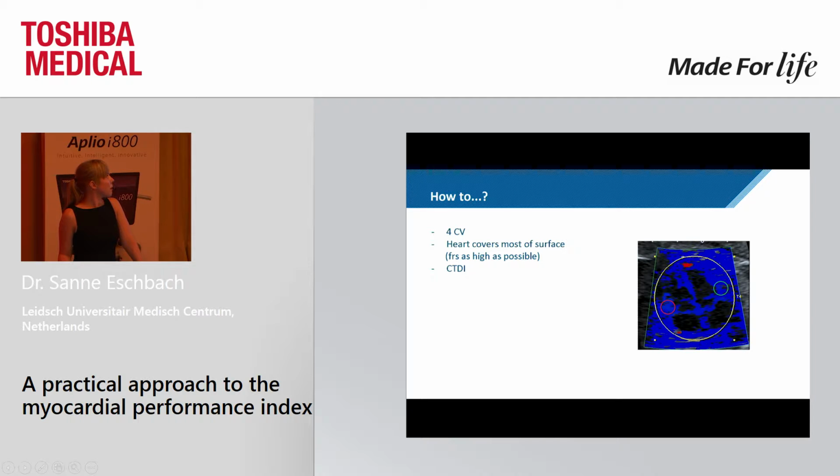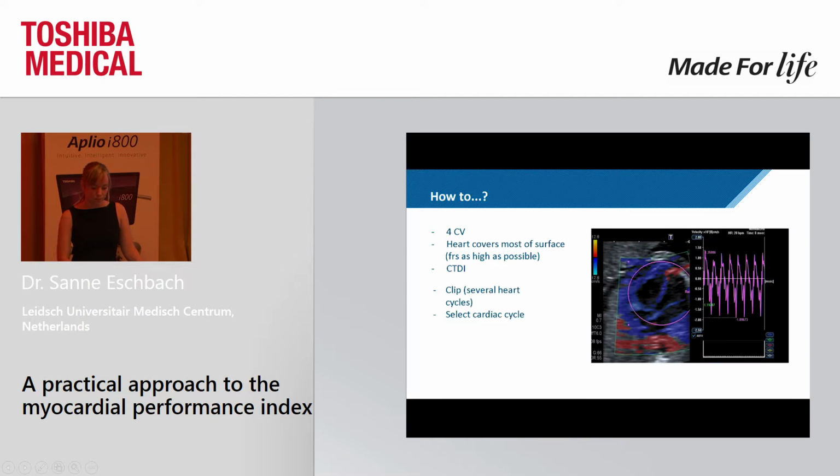It's not difficult. Most ultrasonographers, good ultrasonographers, can make a 4-chamber view. So what you want to do is make a 4-chamber view, make the heart as large as possible in your image so that the frame rates go high, and be sure that the heart covers most of the surface of your image. Then you can apply the color-coded TDI on it, and then you save a clip. In a clip, it's a couple of seconds. So here are about 8 cardiac cycles in the clip. So you get this image.